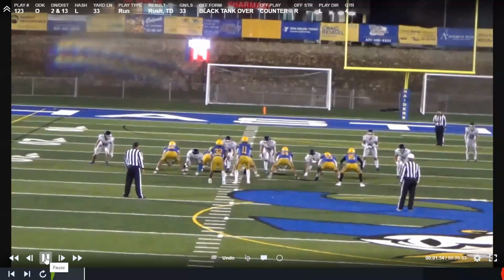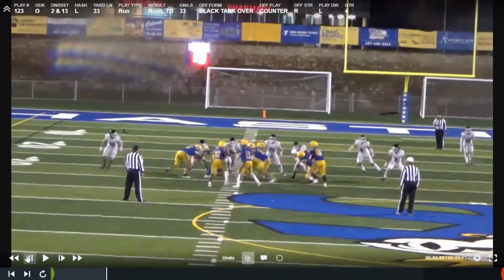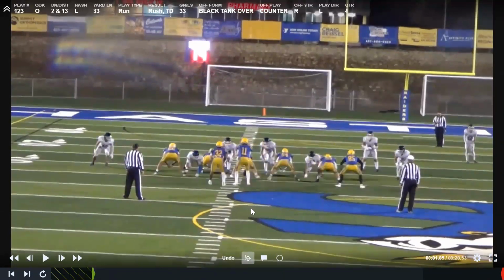Okay, next one here. All right, this is a great one to watch. When in doubt, block your gap, guys. We're running counter to the left. So gap on double team, he has a guy in his gap, he's blocking. This guard has a guy in his gap, he's blocking him solo. He has a guy in his gap, he's blocking him solo.